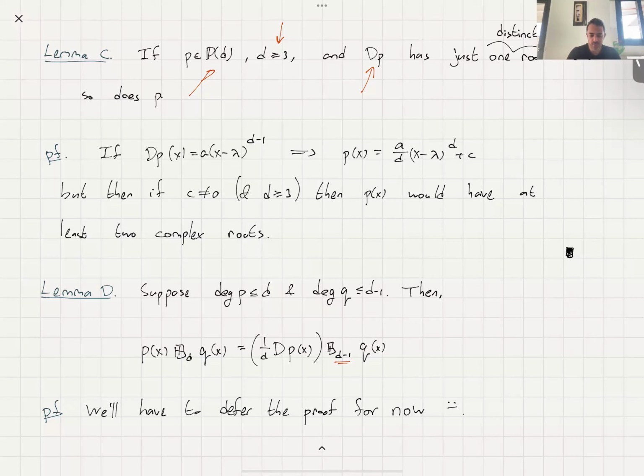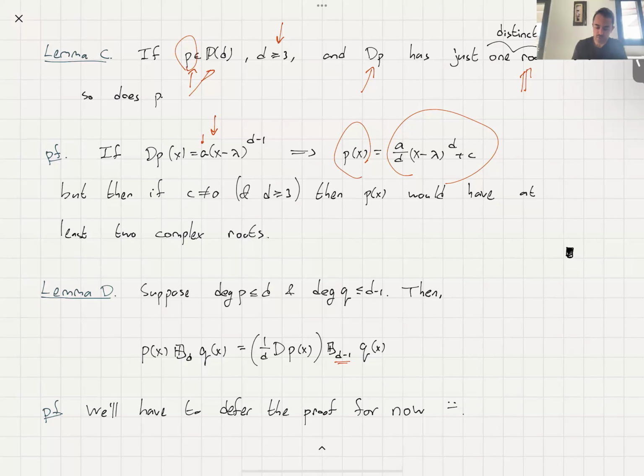And the reason is, you start with this P and you compute its derivative and you get one root. And so P has degree D, so this means that the derivative is of this form. It's some number A times x minus lambda to the D minus 1, where lambda is that one root that we assume that the derivative has. So what does it mean? It means that the original polynomial is this thing, right? You integrate and add a constant.